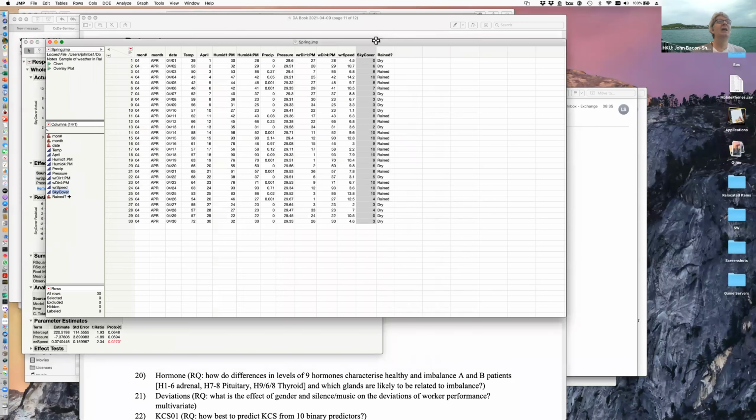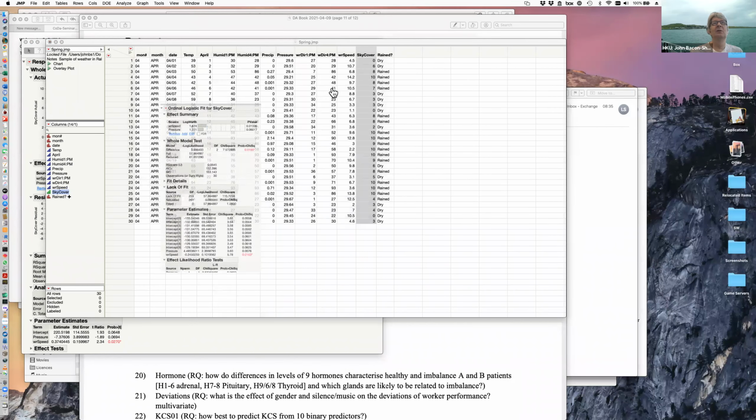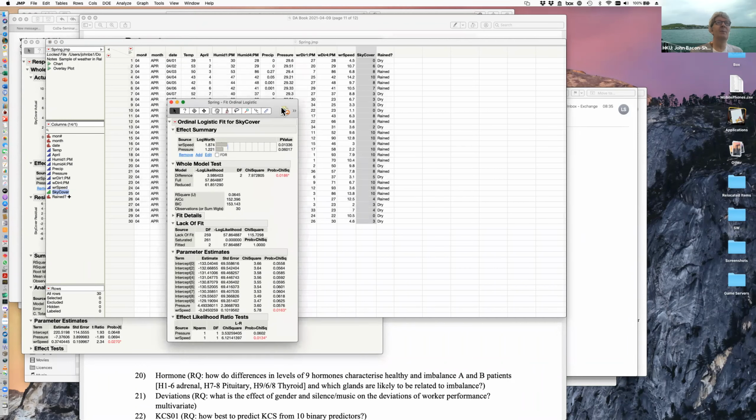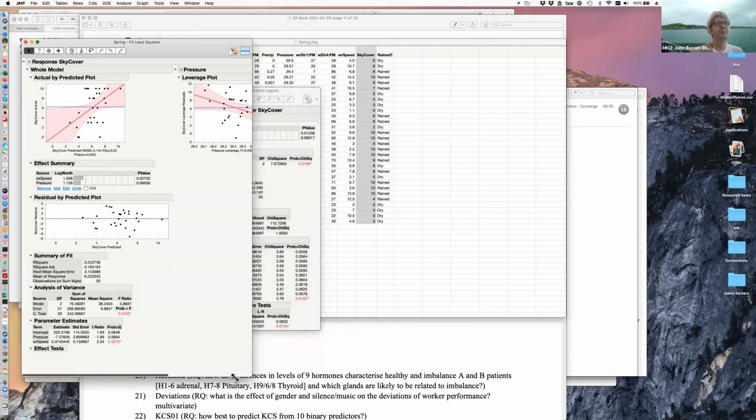So let's now change sky cover to being ordinal and see what happens if we try to fit a model now to sky cover. So we're again going to do the direct comparison one with pressure and wind speed. If we put these two into our model, you'll notice it's changed the personality to ordinal logistic. And we'll say something about what that means in a moment. So let's just run this model and compare it to the one where we did the linear model.